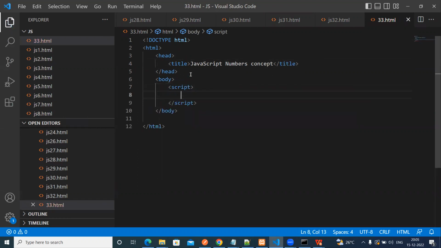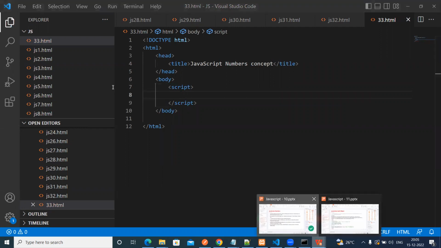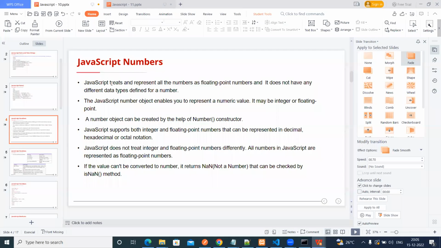What is our first point? JavaScript reads and represents all the numbers as floating point numbers, and it does not have any different data type. That means we don't need to mention whether it is a number or a float, it is automatically fixed. By default, all numbers are considered decimal numbers.